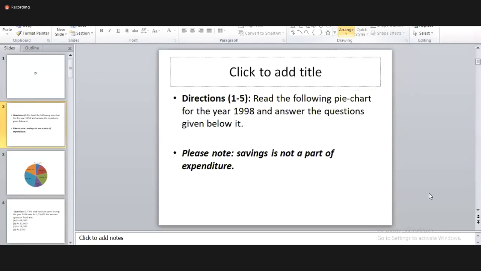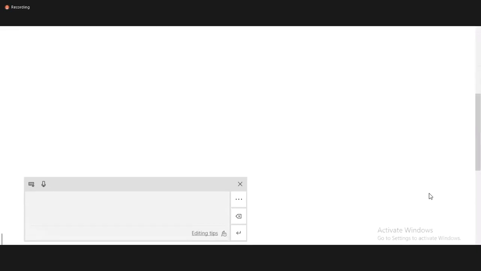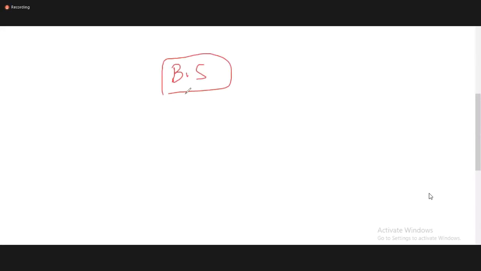Okay, boats and streams. Again, this is a confusing topic. Okay, anyway, for reference, I am just going to tell you the formulas.